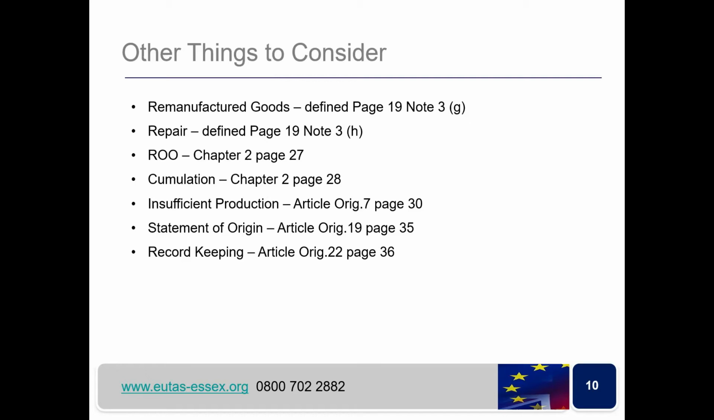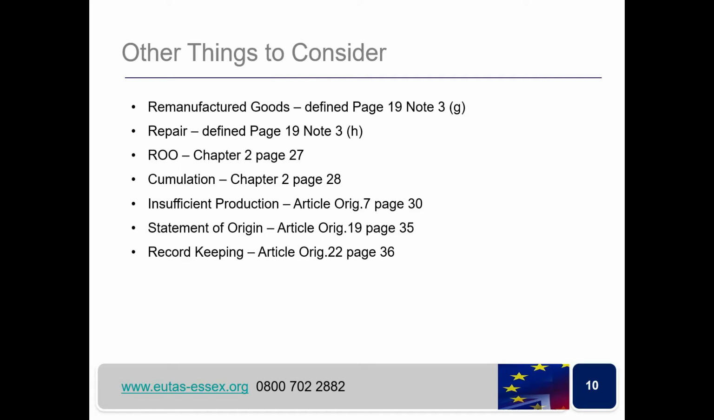Rules of Origin, chapter 2 starts at page 27 of the agreement, and we talk about cumulation. I mentioned bilateral cumulation, which is what that is. It's in chapter 2, obviously, but that's on page 28. So they talk about that quite early on. And then the insufficient production, I mentioned earlier, page 30.